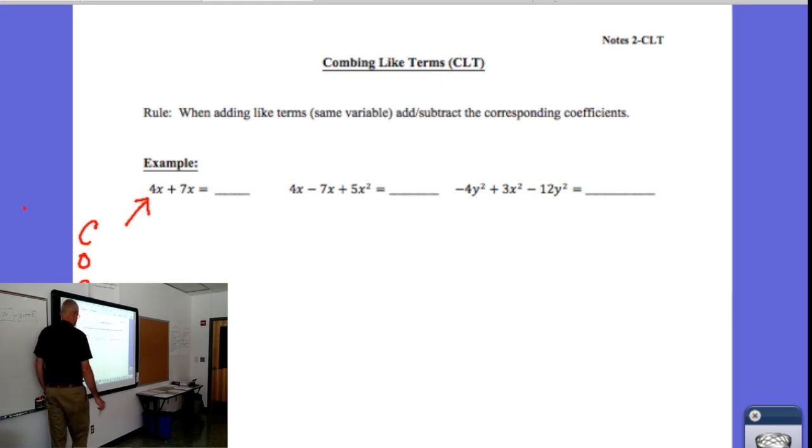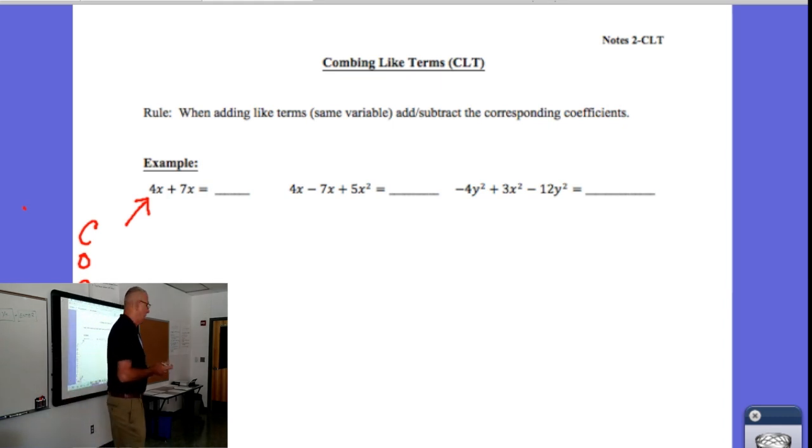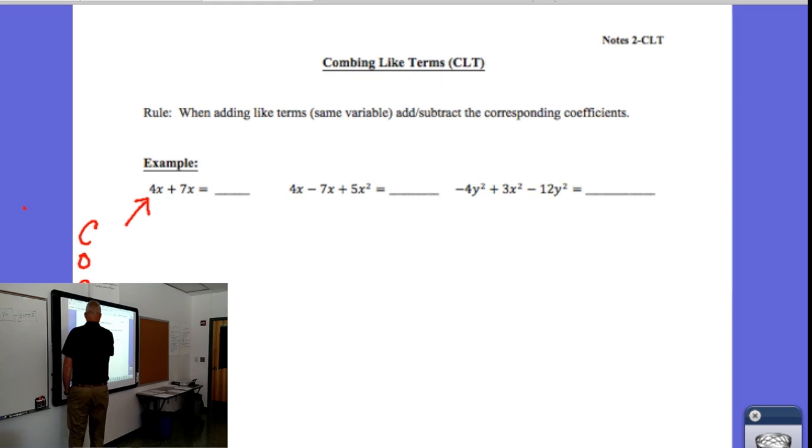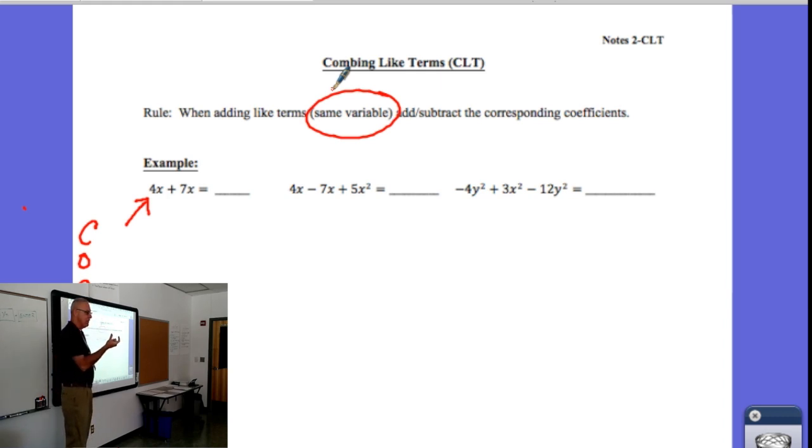Okay, so this is the coefficient. Now, I have the variable x. According to the rule, we're going to add like terms, same variable. In this case, I have 4x and 7x. Can I combine them? According to the rule, can I add them up? Yes. Why? Because they both have the x. So what I'm going to do is just add the coefficients.